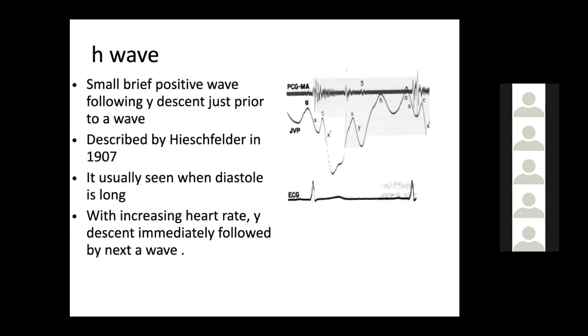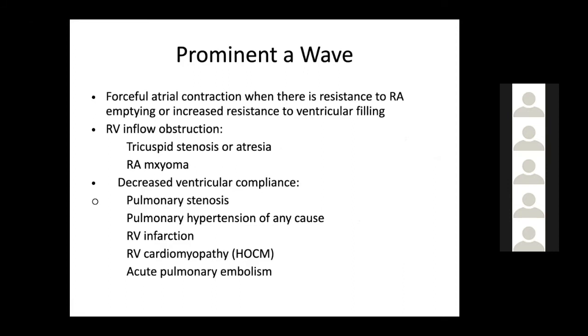It is seen. Now let's come to the causes of prominent waves, because that is what you are asked in the exam. What I have told till now is much theoretical, but let's come to the prominent A wave. As I already told you, the A wave is due to atrial contraction. It is a diastolic wave. When during the diastole the atria contracts, all the blood goes to the SVC, and you get a prominent A wave.